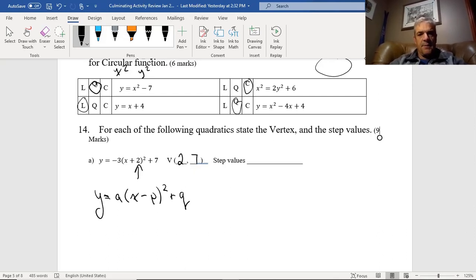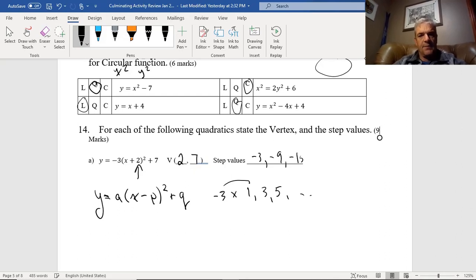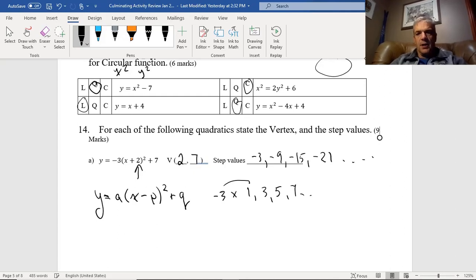And your standard step values are 1, 3, 5, and they are multiplied by the a value. In this case, the a value is minus 3, and you multiply each of those by it. So the first term is going to be minus 3, the second would be minus 9, then minus 15, and then minus 21. If you kept going, that would be from the 7 here, and you get your step values, okay? So we're simply multiplying those out.